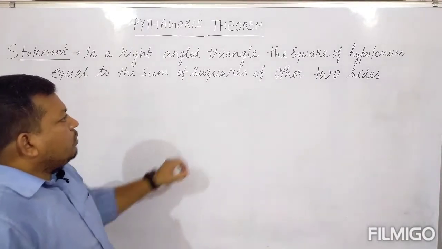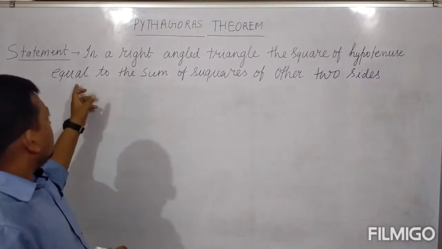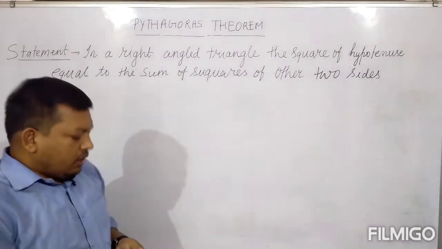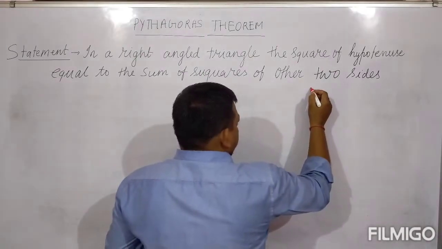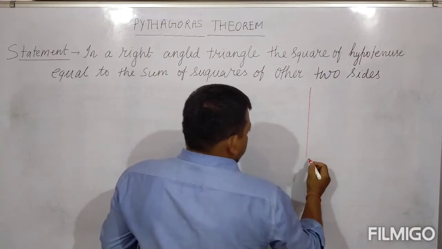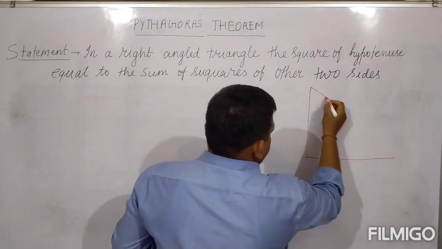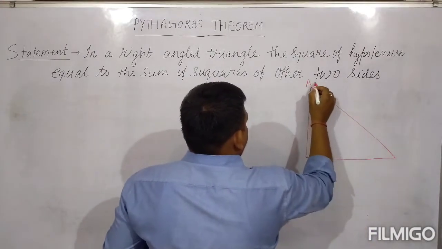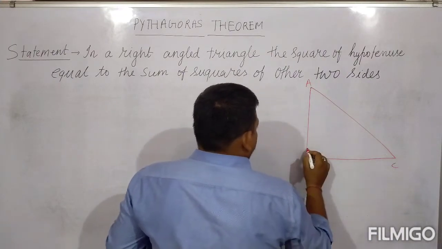The statement of Pythagoras theorem is: in a right angle triangle, the square of the hypotenuse is equal to the sum of the squares of the other two sides. This is the statement. So first draw a right angle triangle here. This is a right angle triangle ABC, where B is the right angle.